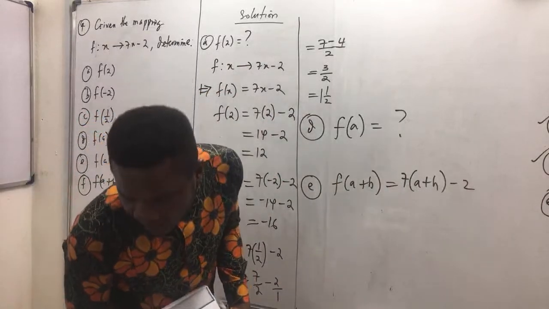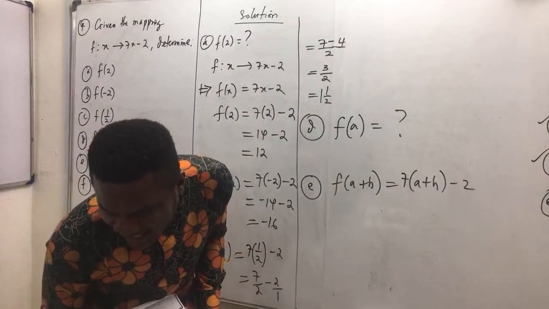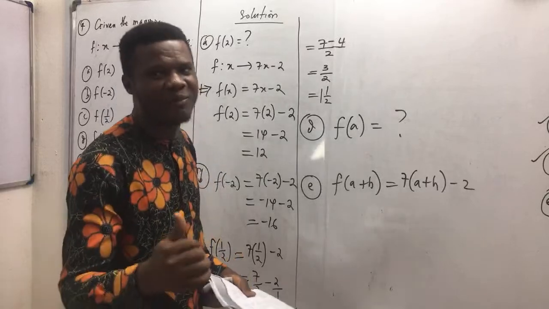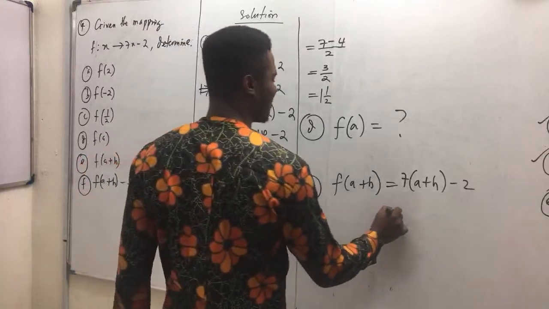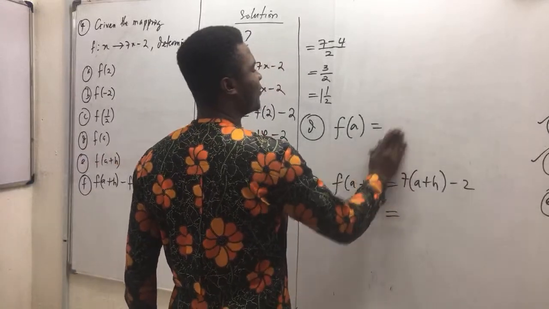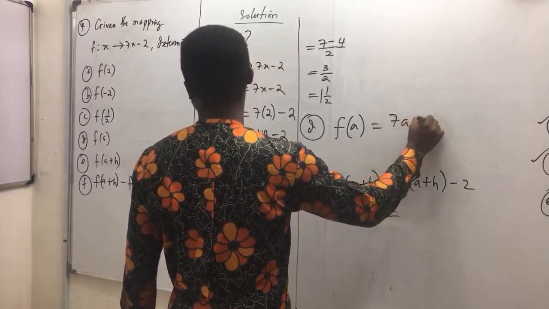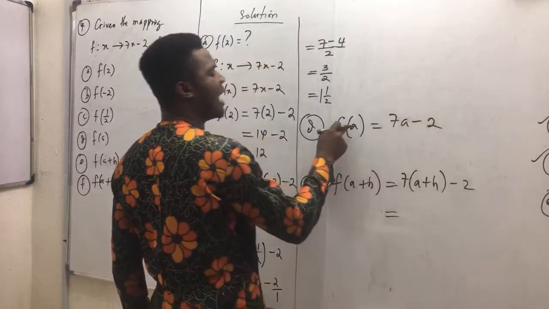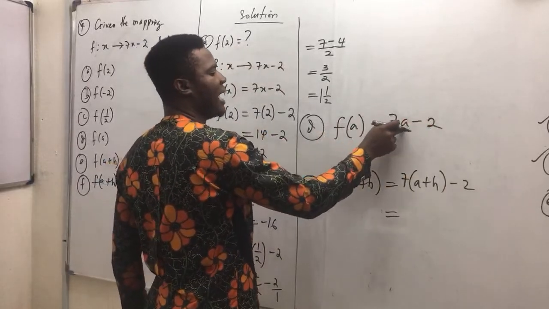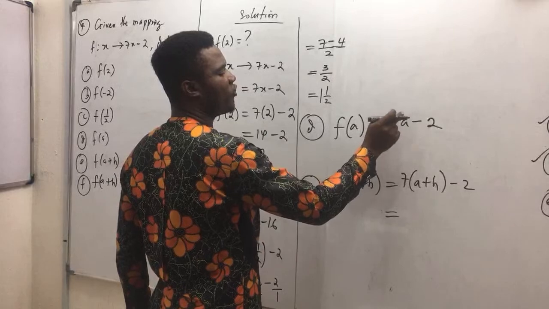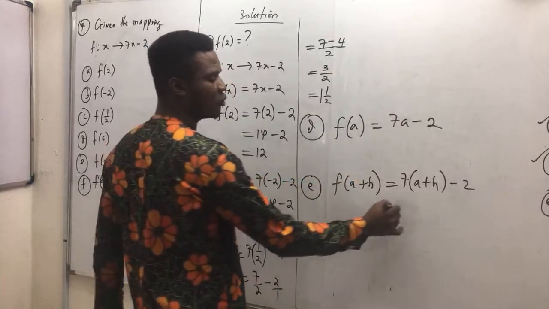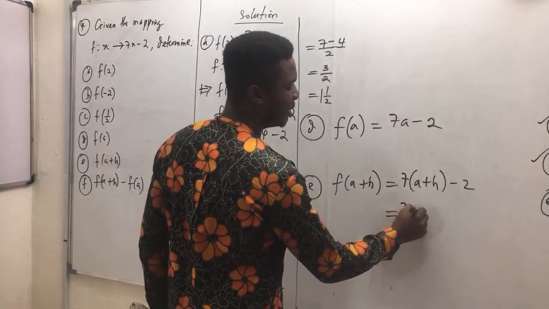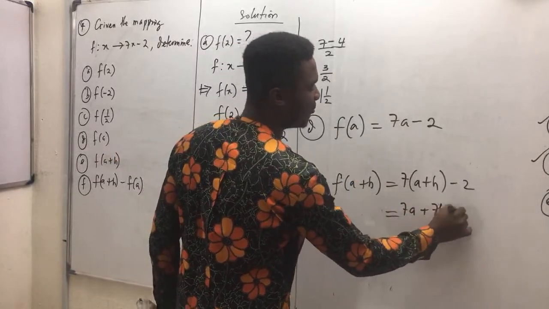Yes, Prosper, what is your answer? 7A minus 2. A big thumbs up to you, Prosper. Thank you very much. That is the correct answer for f of A. The answer is 7A minus 2, because at A, x becomes A in the function. So if you put A in place of x, you end up having 7A minus 2. And f of A plus h will give us 7A plus 7h minus 2.